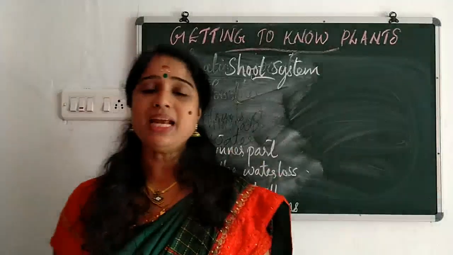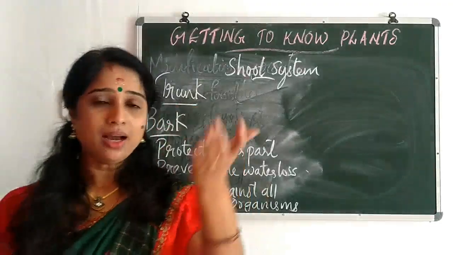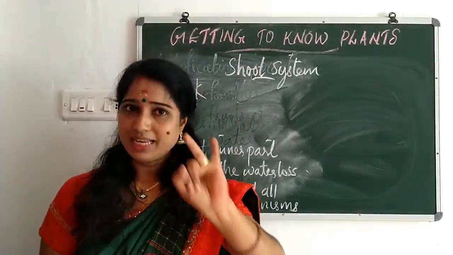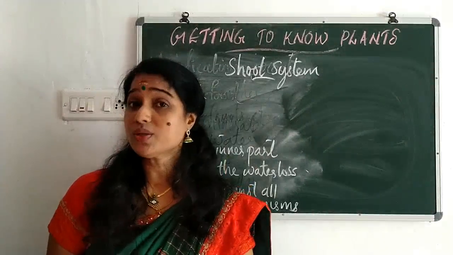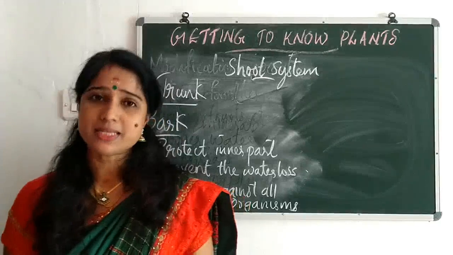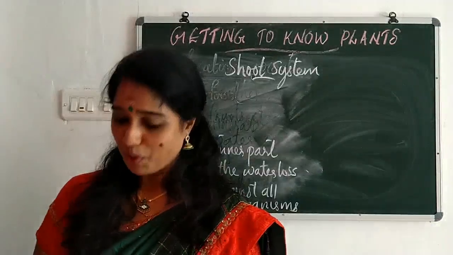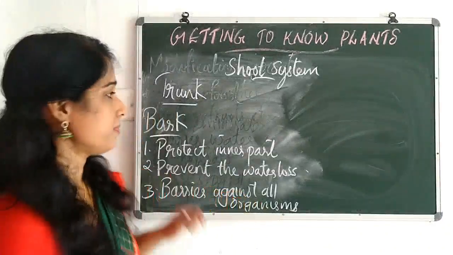So these are the main three functions of the bark. What is that? The bark protects the inner part of the tree. Second one, it prevents the water loss. Third one, it acts as a barrier against other organisms like insects, birds, etc. Clear? This is about the bark of the tree.